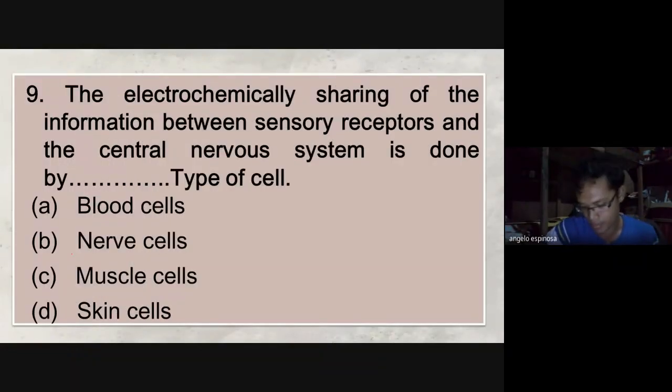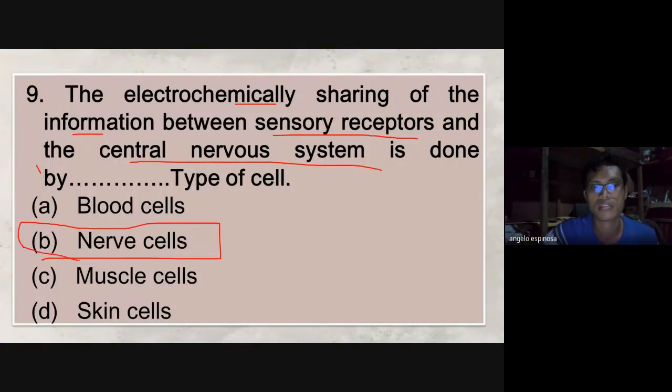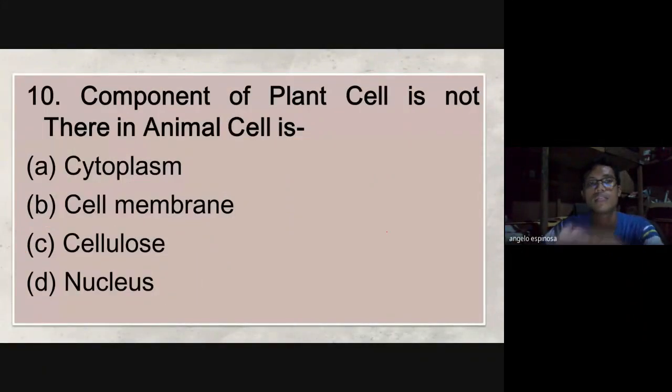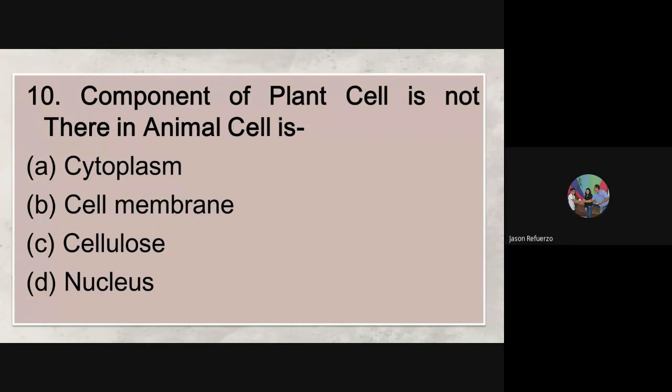Number 9. The correct answer is? Electrochemically sharing information between sensory receptors and the central nervous system, that is nerve cells. Component of plant cell that is not there in animal cell. O ano yan? Cellulose.